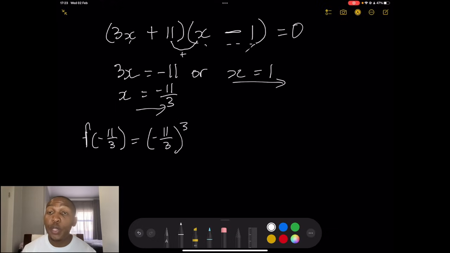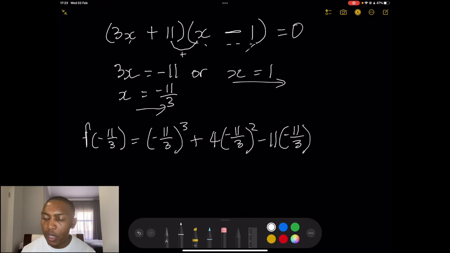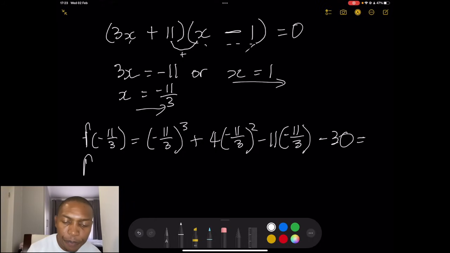cubed. So we substitute into the original equation. Minus 11 over 3 cubed plus 4 times negative 11 over 3 squared minus 11 times negative 11 over 3 minus 30. So we substitute into the original equation. We'll put that in the calculator.